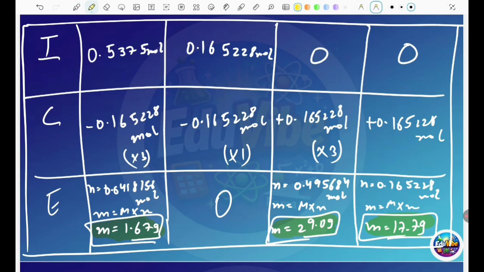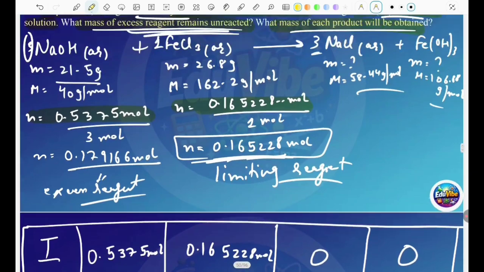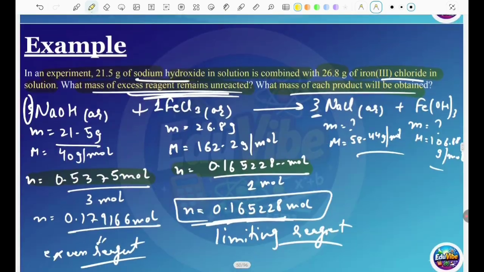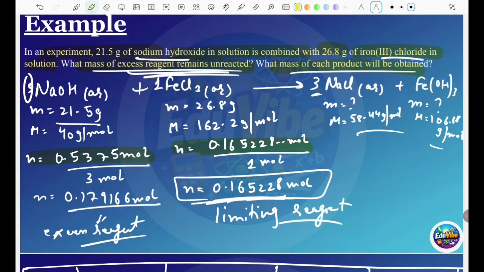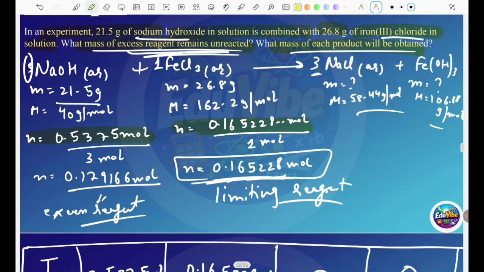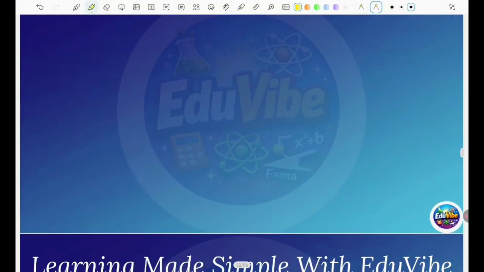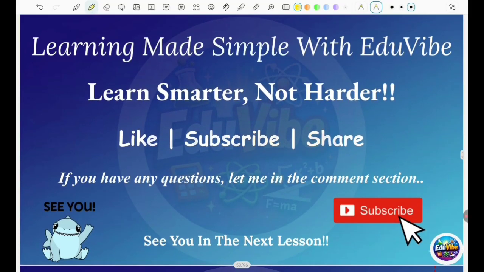This is how the ICE table works. But the main ICE tables, we will do in grade 12 chemistry, I think in the first chapter or the last chapter. We will discuss that in grade 12 chemistry. For now, you only have to know that much. So that is how the stoichiometric analysis works, and the ICE table is very important in this. The limiting reagent and excess reagent are very important in this. So that's all for this lesson.